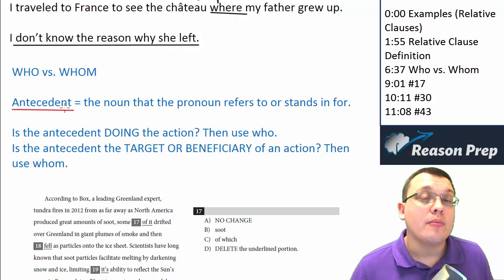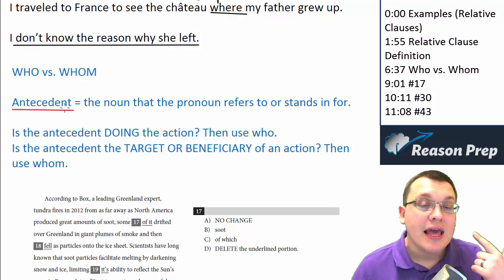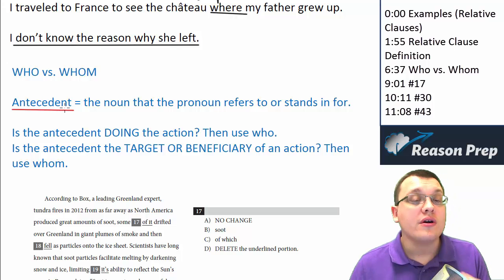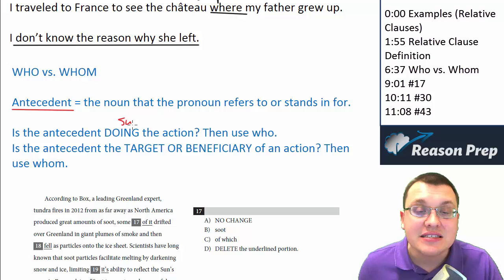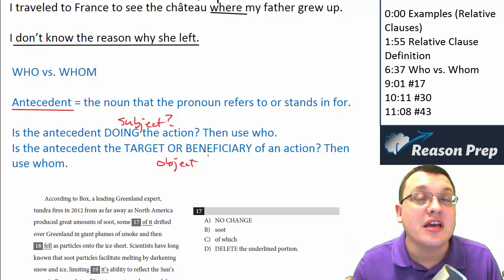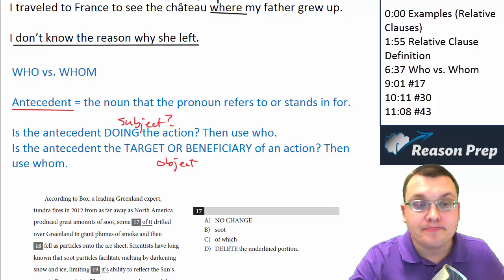So when you're determining whether you have to use who or whom, you have to ask yourself this question. Is the antecedent doing the action? Or is the antecedent the target or the beneficiary of the action? In other words, is the antecedent the subject or is it the object? Is it the subject of the action, the thing doing the action? Or is it the object, the target of the action?